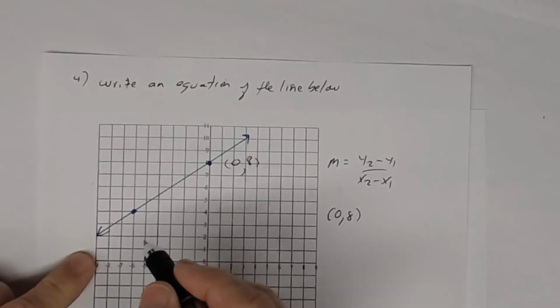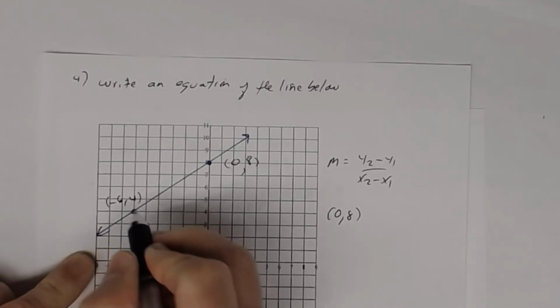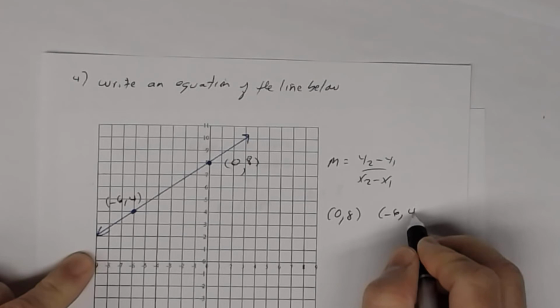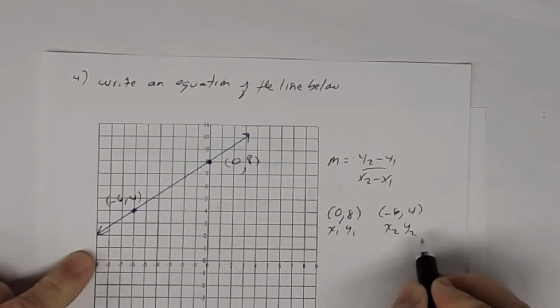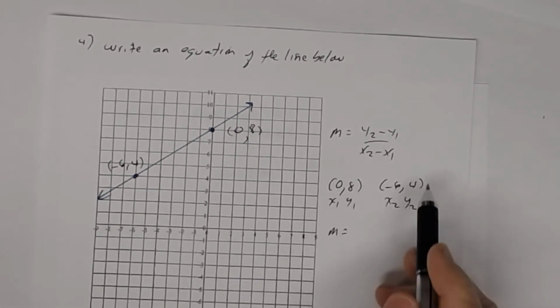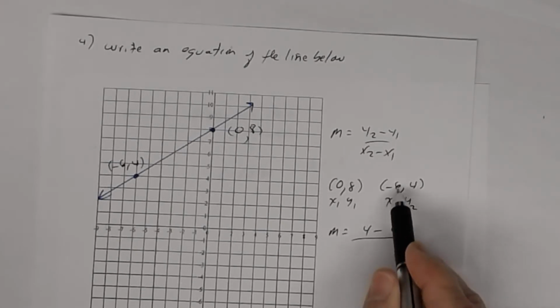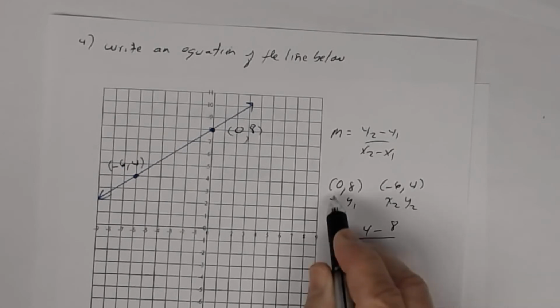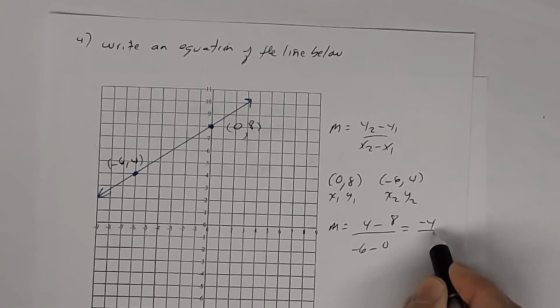And then over here, to get to that point, you're going to the left 6 and then up 4. So that's (-6, 4). So there's the other point, (-6, 4). So there's your x1, y1, x2, y2. So let's now substitute. So slope will be y2, which is 4, subtract y1, which is 8, divided by x2, which is negative 6, subtract x1, which is 0. So 4 subtract 8 is a negative 4. And negative 6 minus 0 is a negative 6.